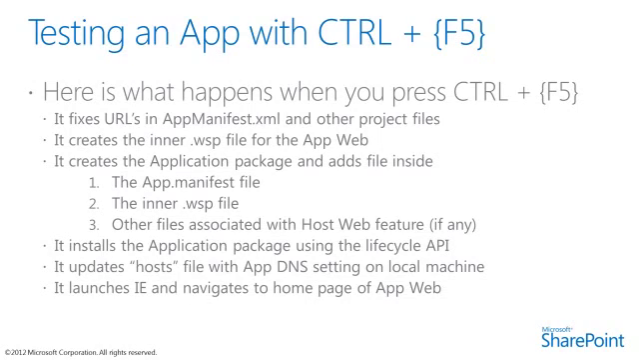Next, Visual Studio installs the application package using the SharePoint App Lifecycle API. Then Visual Studio updates the host file, aka the LM host file, with a DNS entry setting on the local machine so that the newly established domain for the application is directed back to the local machine using the IP address of 127.0.0.1. Finally, Visual Studio launches Internet Explorer and navigates to a specific page which allows you to begin testing your application.